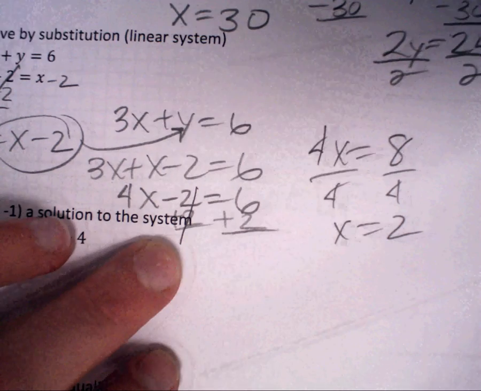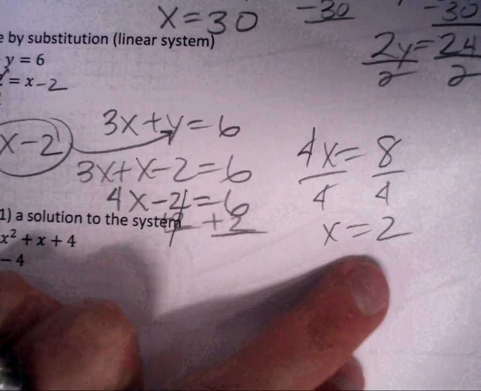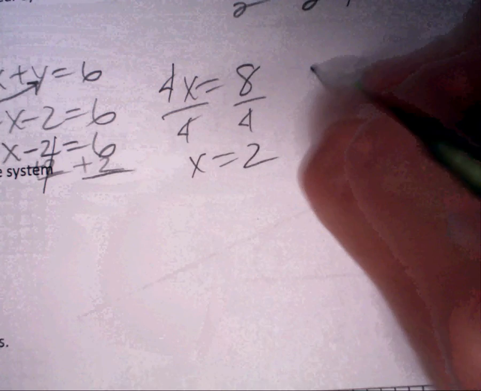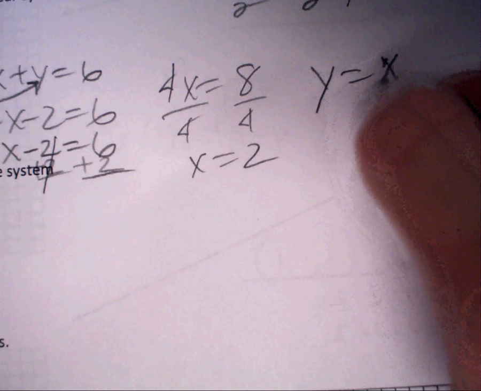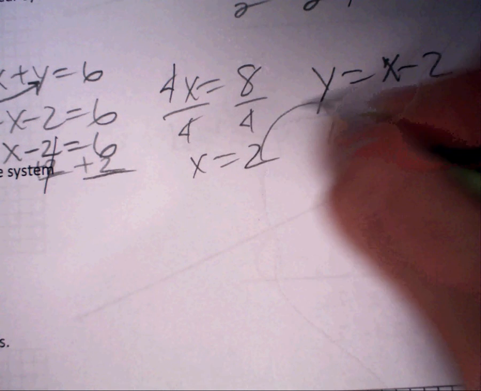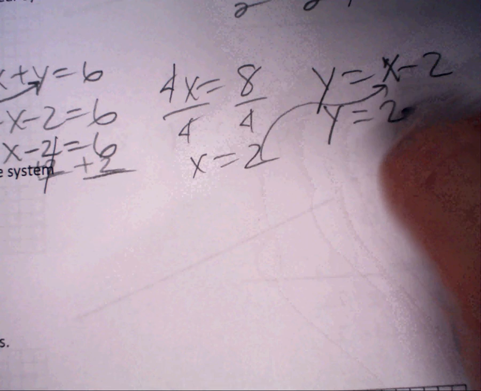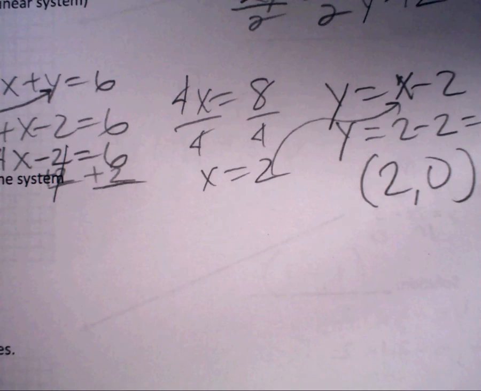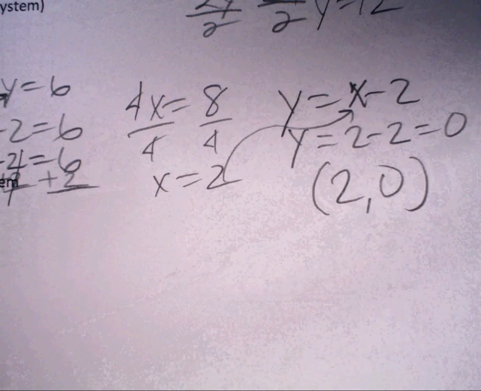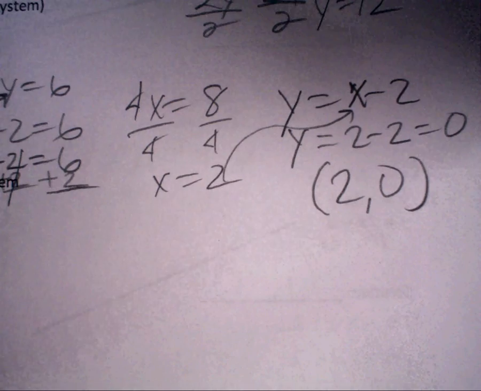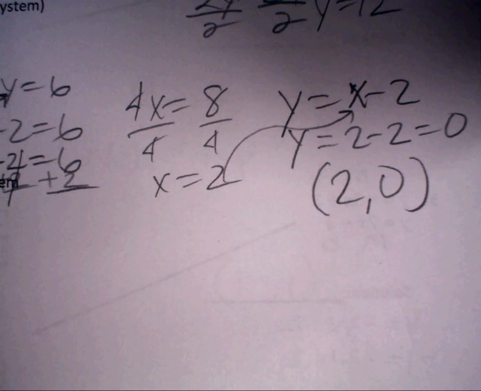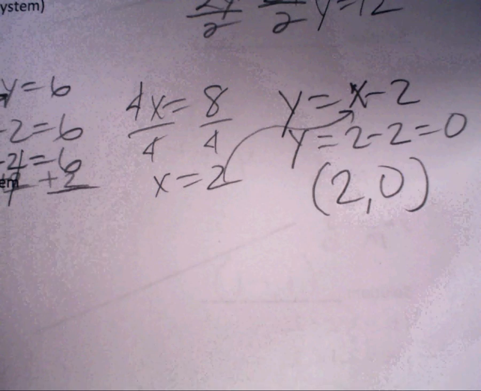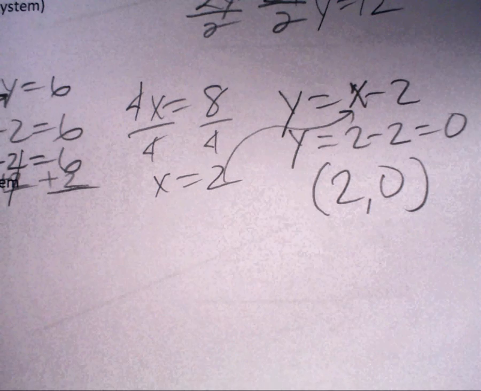So then what I want to do is take this answer and plug it in somewhere. Well, the easiest place to plug it in is right there. y equals x minus 2. So x minus 2, and x was 2, so your y is 0, and that's okay. You can have 0 as an answer. So again, you can take your answers and plug them in.